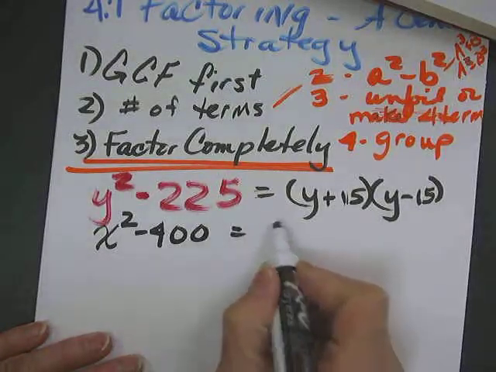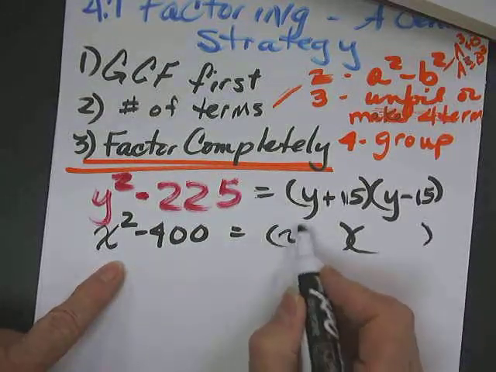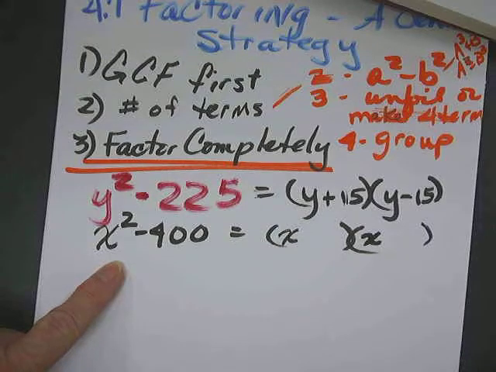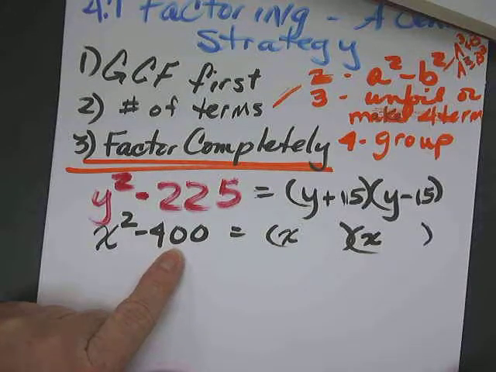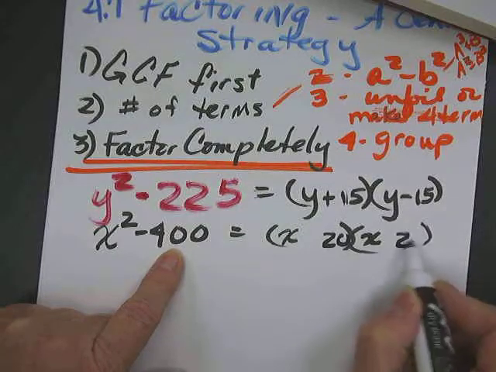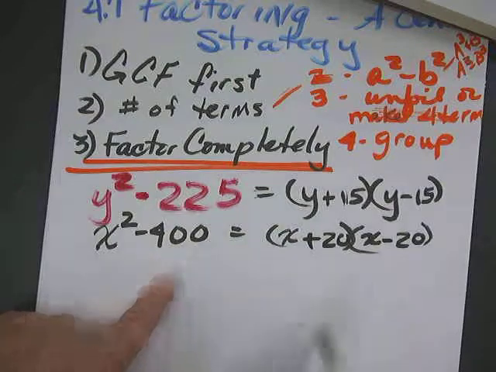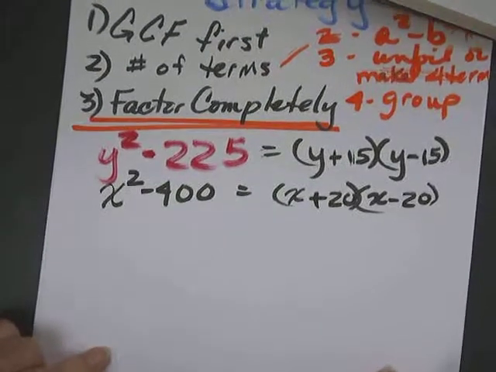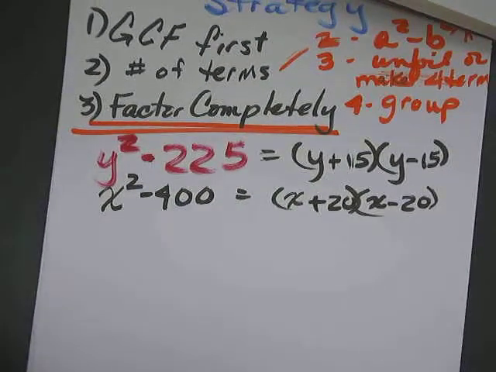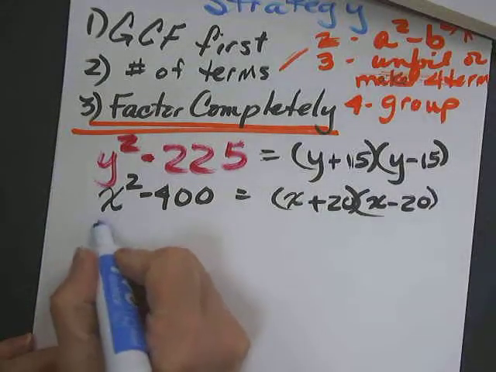Okay. x squared minus 400. Okay. Difference of squares again. You have x and x. If you don't know that, how do you find it? Square root. What is it? 20. Signs? Plus and minus. Right.